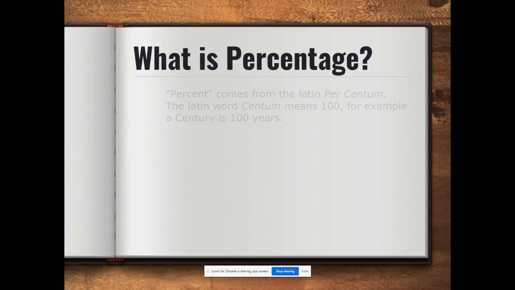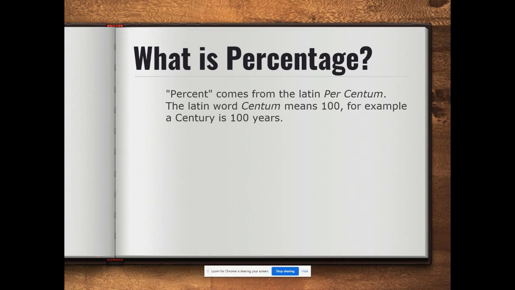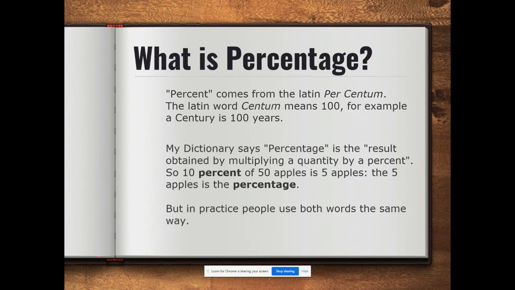What is percentage? Percent comes from the Latin word percentum. The Latin word percentum means 100. For example, a century is 100 years. In Wikipedia, percentage is the result obtained by multiplying a quantity by a percent. So 10% of 50 apples is 5 apples. The 5 apples is the percentage. But in practice, people use both words the same way.